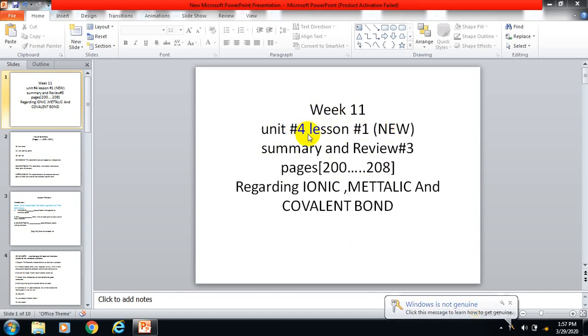Unit 4, look at, unit 3 being finished. So the summary and review for unit 3, which was regarding ionic, metallic and covalent bonds, we will discuss today mainly. Let's proceed.